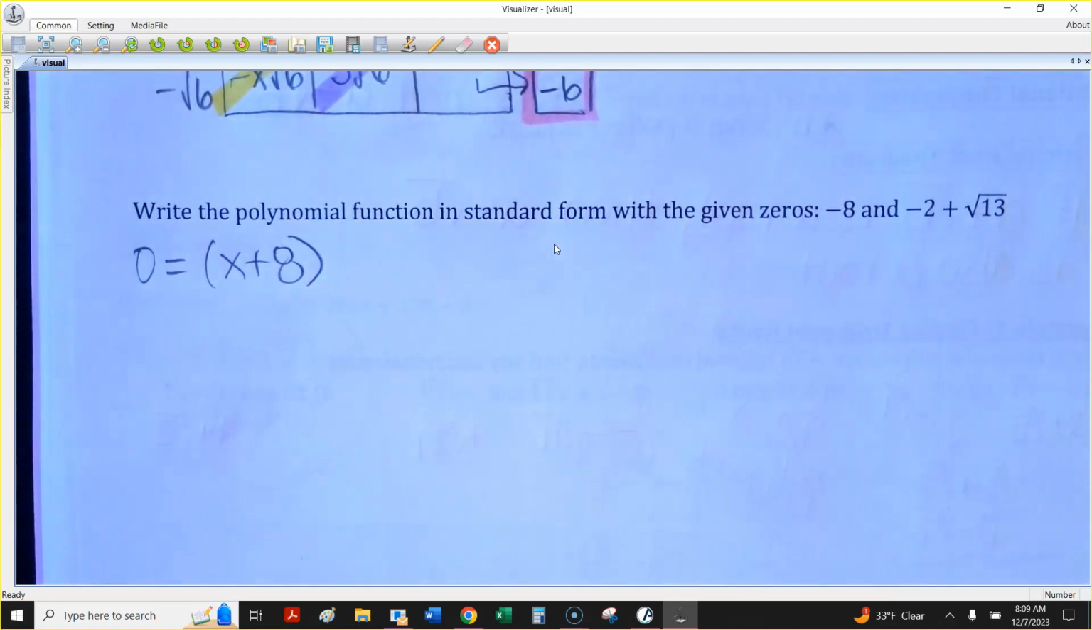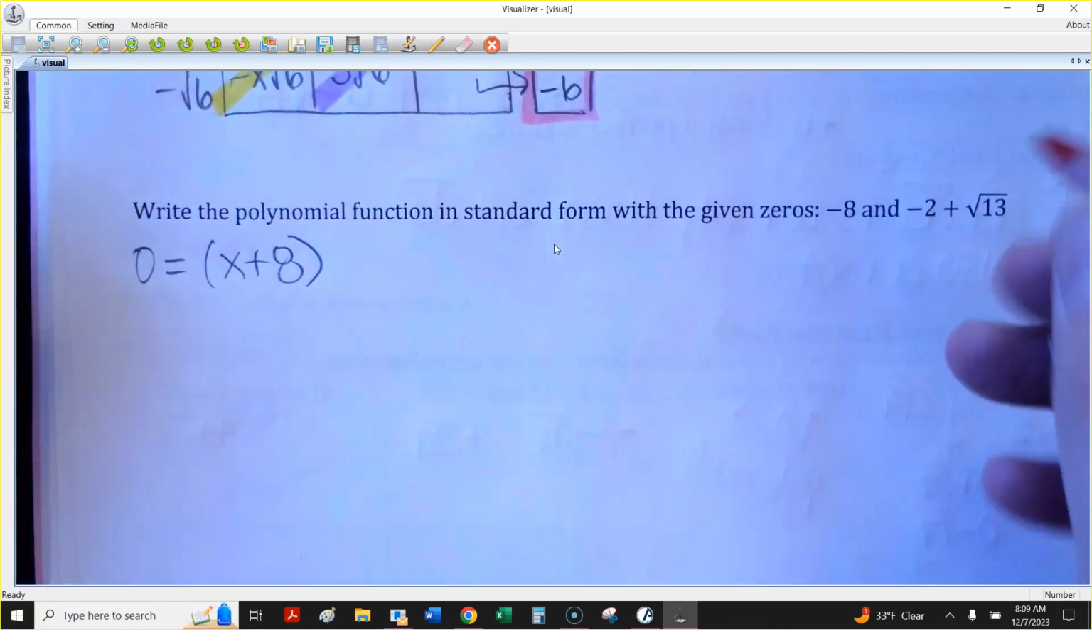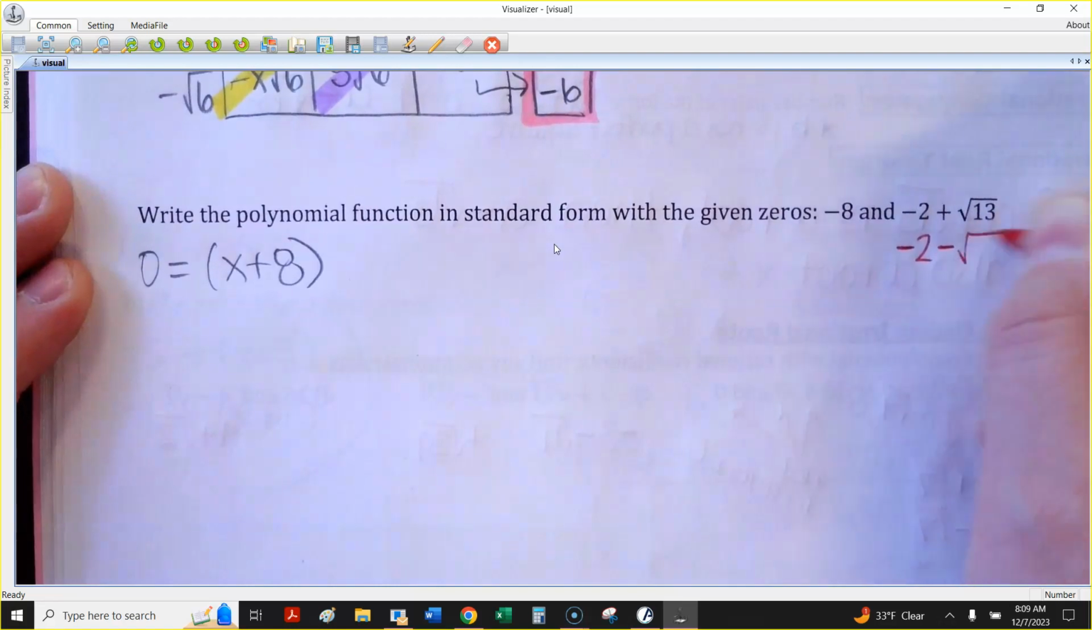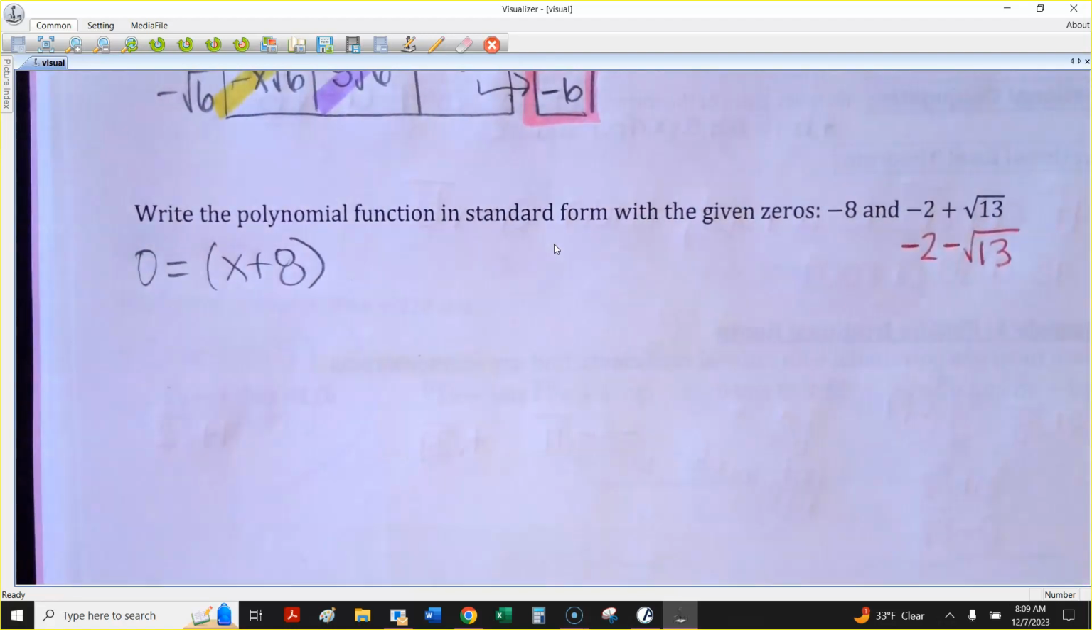The other number, we've got negative 2 plus the square root of 13. Do not change the negative 2, just change the sign in the middle. But if you're working with a radical, it has a conjugate. So I'm going to write down just change up that number in the middle.